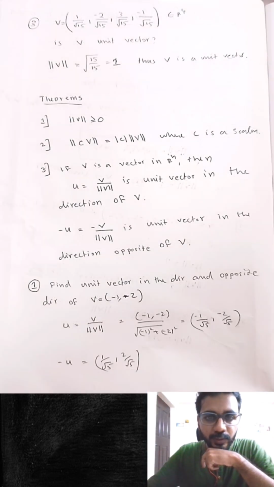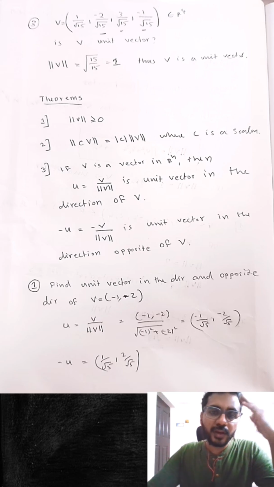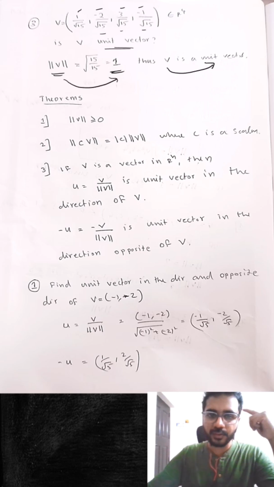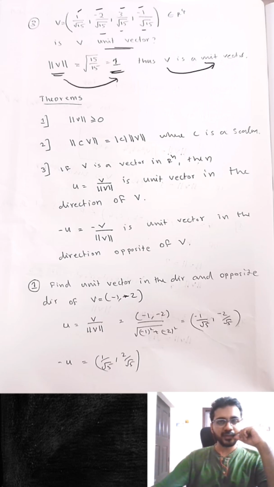Here, the third problem: v is defined as 1 by root 15, minus 2 by root 15, minus 3 by root 15 and minus 1 by root 15, which belongs to R raised to 4. We have to check whether this v is a unit vector or not. For that we calculate the length of v using the previous formula, which is the square root of this square plus this square plus this square plus this square. When we compute this, we get root 15 by 15, which is equal to 1. So when the length of a vector is 1, that vector v is called a unit vector. We have shown that v is a unit vector.